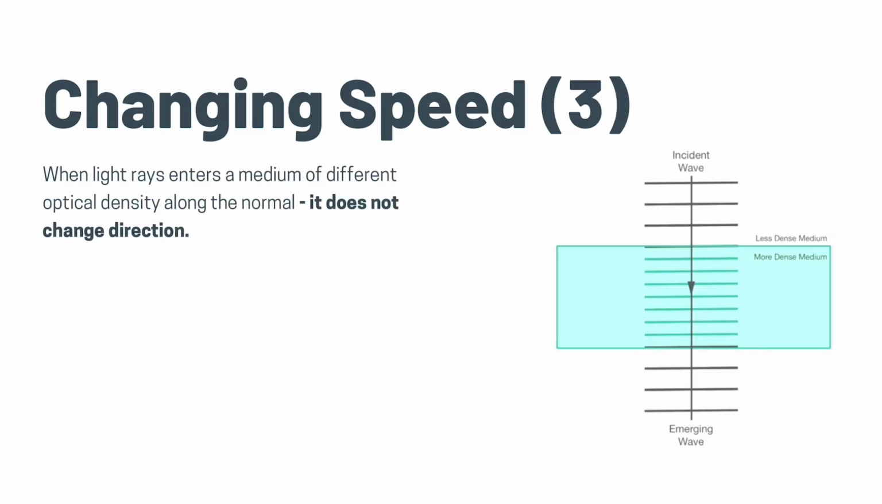Here's an interesting exception to the rule. Can you see, if I was to draw a normal here, oh, the normal is the ray, isn't it? And what happens when light rays enter a more optically dense or less optically dense medium along the normal? It doesn't change direction, but all the same stuff happens. Let's do this one more time.